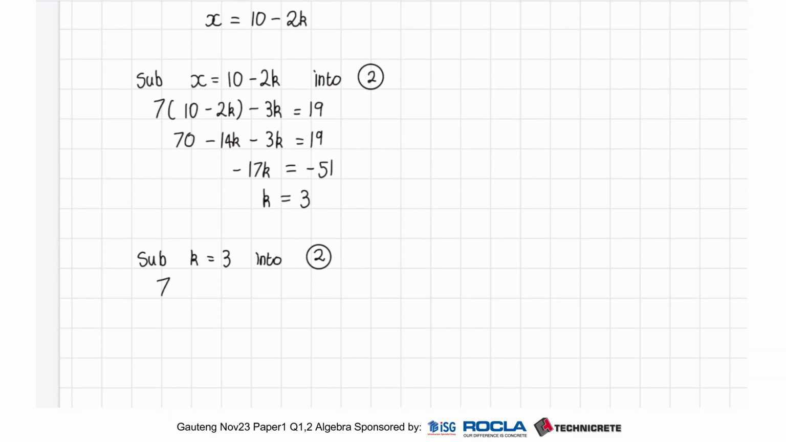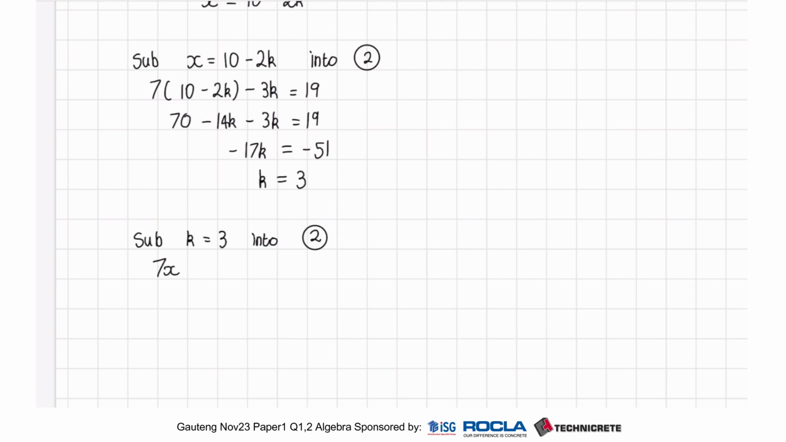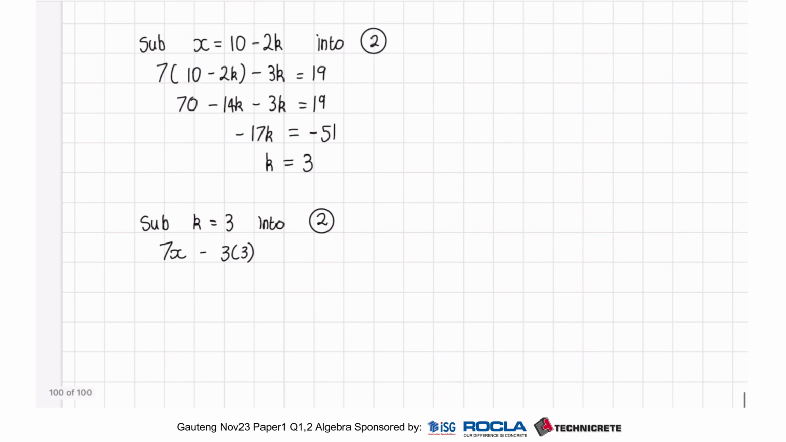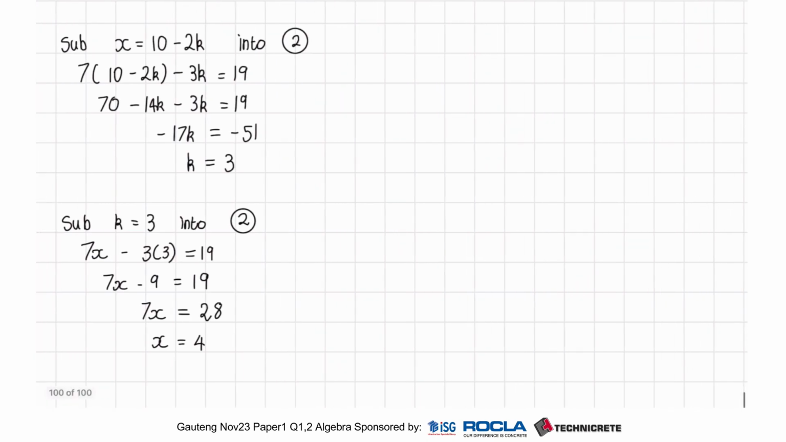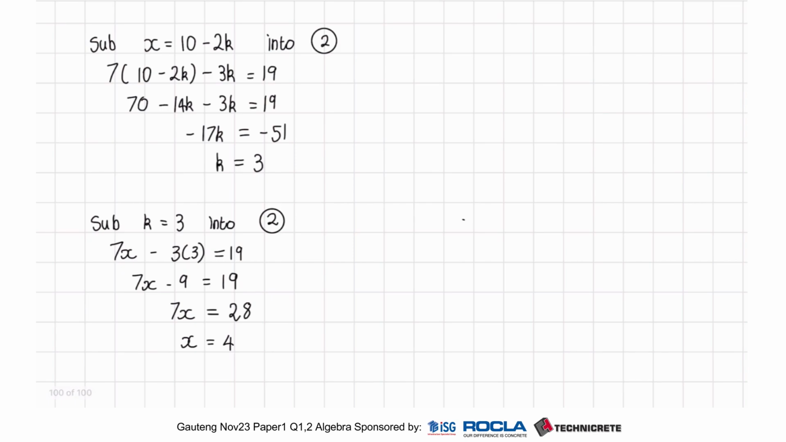So I have 7x minus 3 times 3 is equal to 19. So I take my 9 to the other side, and I'll have 19 plus 9, which is 28, and then x is equal to 4. And similarly, you could also sub k back into equation 1. Sub k equals 3 into equation 1. So we'll just do that to check that we get the same answer.